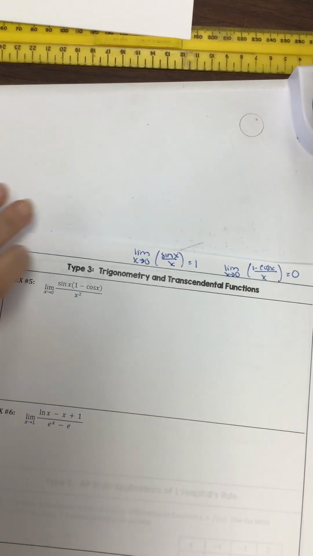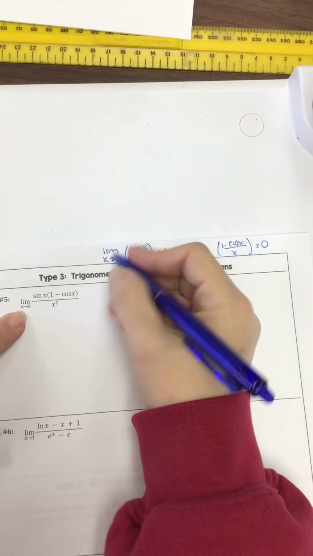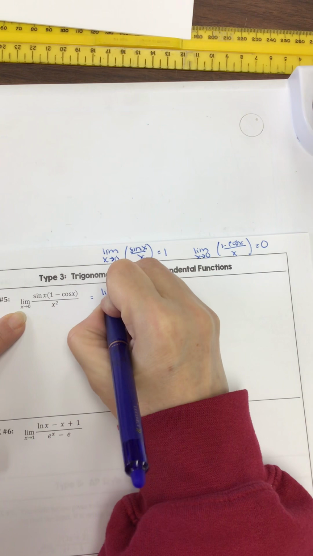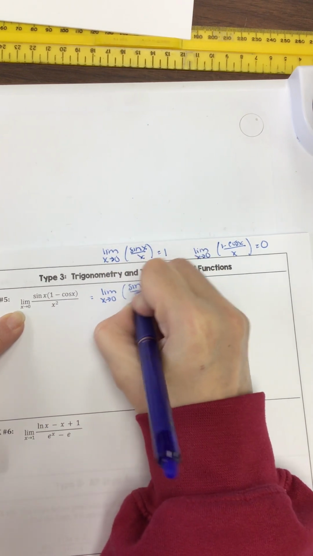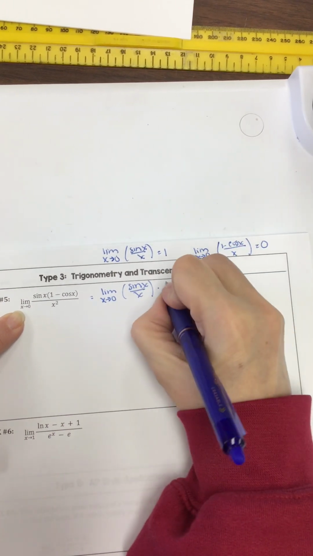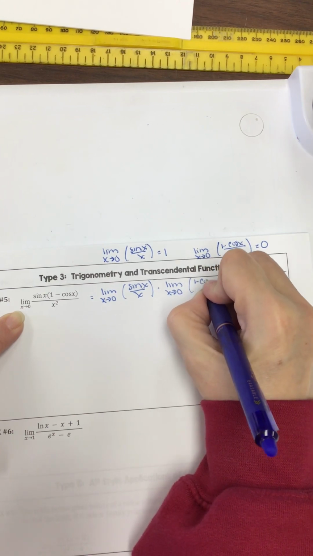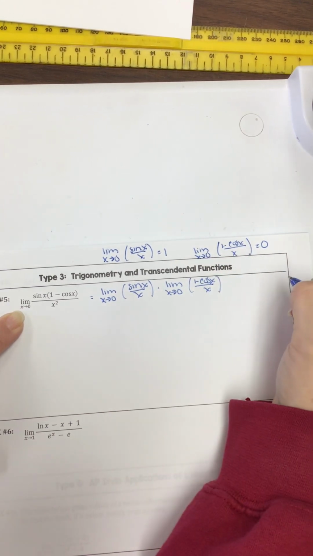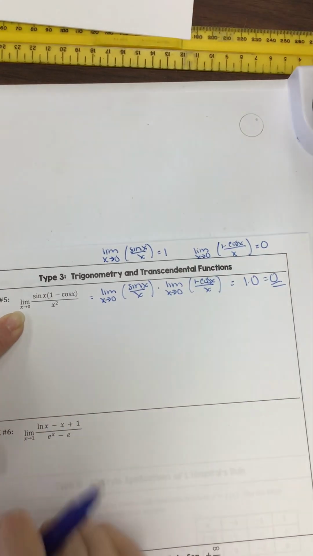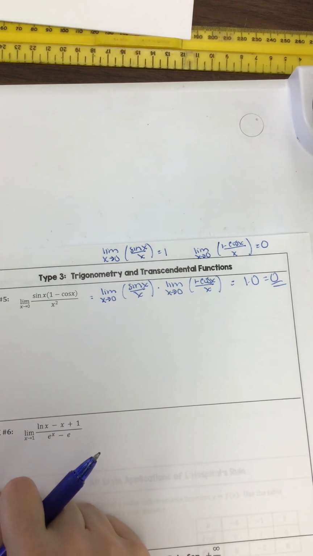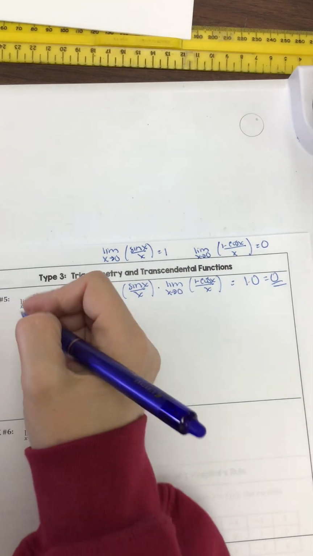So when I look at this, because I know those special limits, I can see that I could separate this out and say this is the limit as x approaches 0 of sine x over x times the limit as x approaches 0 of 1 minus cosine x over x. And therefore, I can say this is 1 times 0, which is 0. I know that because I know those special limits. But if you didn't, how could we do it? Well, you can do the L'Hopital's rule.